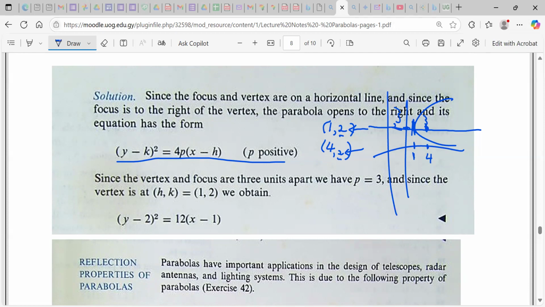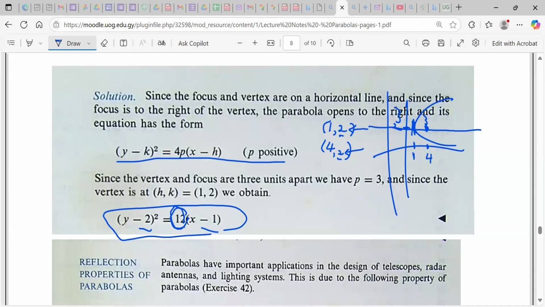And so once we get P, we just have to multiply by 4, and that will bring us to the value in front here, right? So we know this, we know that, we know the value of P, so 4P will be 12, and that's your equation there, right? Yes.